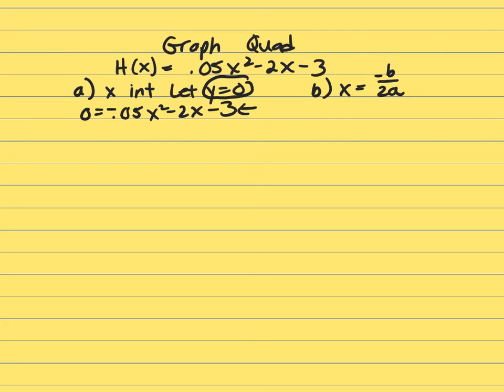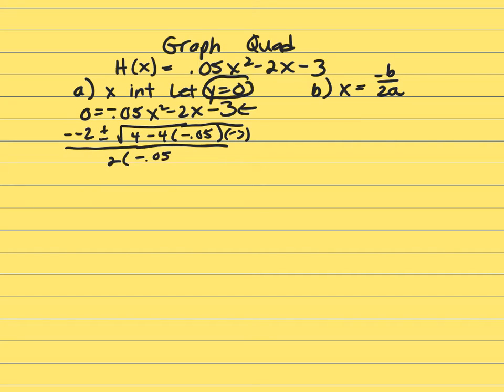So the quadratic formula is negative b, so it's going to be negative negative 2, plus or minus the square root of b squared, and b is negative 2, so that's going to be 4, minus 4 times a times c, all over 2 times negative 0.05. And if I clean that up a bit, that gives me 2 plus or minus the square root of 3.4 over negative 0.1, excuse me.